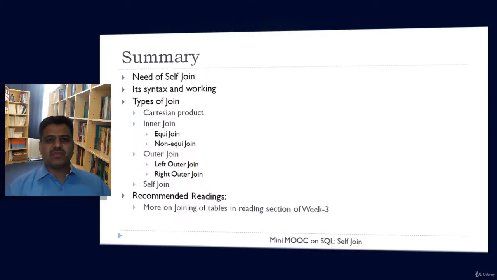Let's summarize the concept we have learned in this session. In this session, we have learned about self-join, its working, and its demonstration. With this, we have completed all types of join, which include Cartesian product, inner join and its types, equi and non-equi join, outer join and its types, left and right outer join, and self-join. You are further requested to read more on joining of tables in the reading section of week 3.